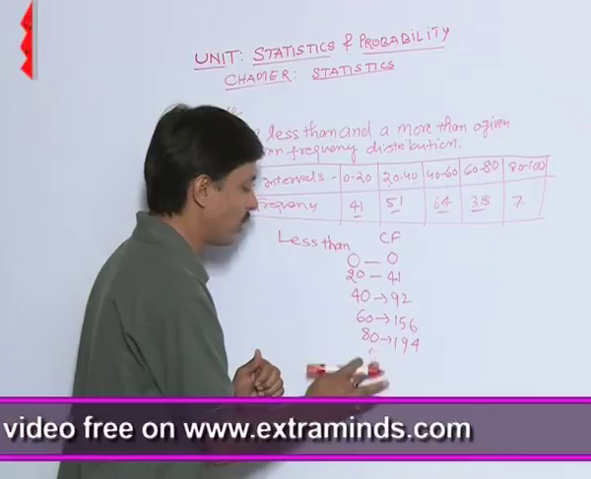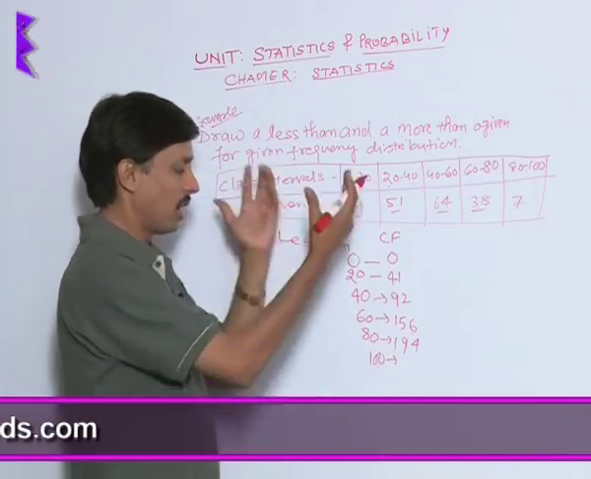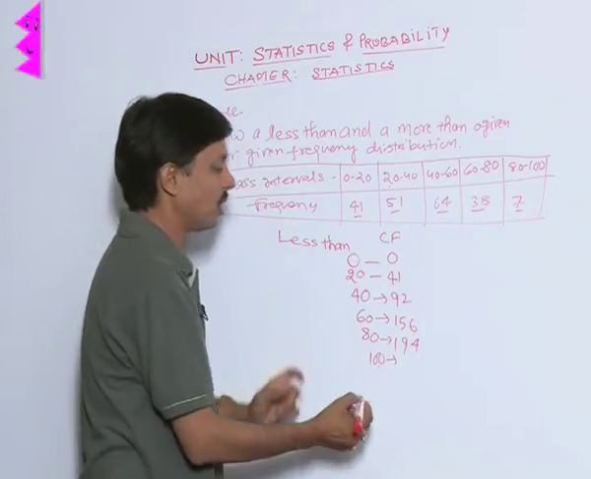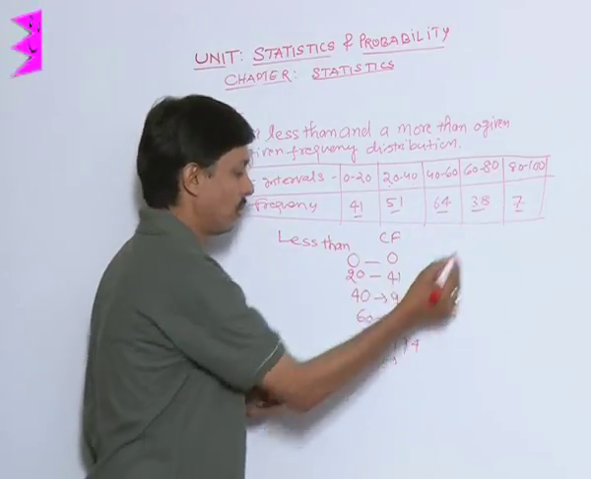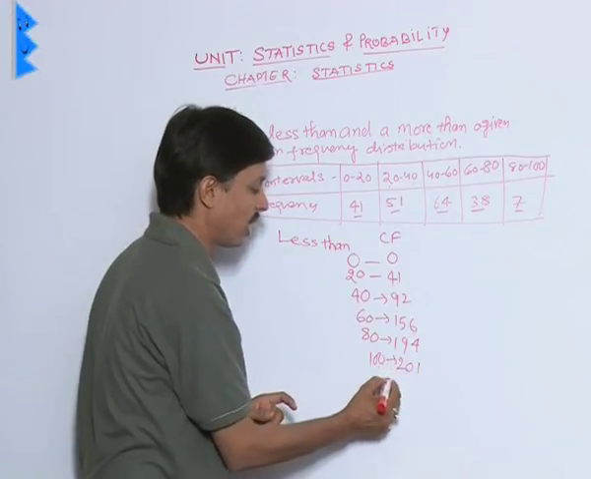Then the number of students who have scored marks less than 100. Less than 100, everybody will stand. So 7 more students will join. So this will be 7 plus 4 is 11, then 0, so 201.